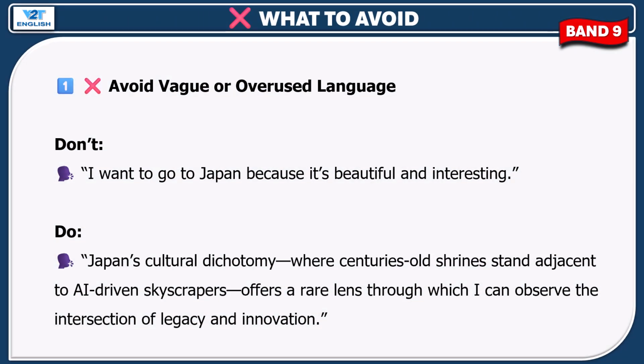What to avoid? 1. Avoid vague or overused language. Don't: "I want to go to Japan because it's beautiful and interesting." Do: "Japan's cultural dichotomy, where centuries-old shrines stand adjacent to AI-driven skyscrapers, offers a rare lens through which I can observe the intersection of legacy and innovation."